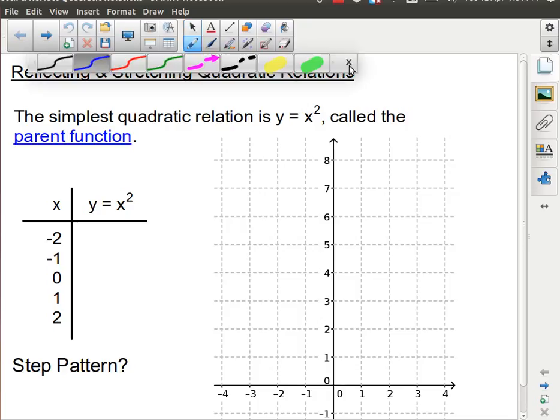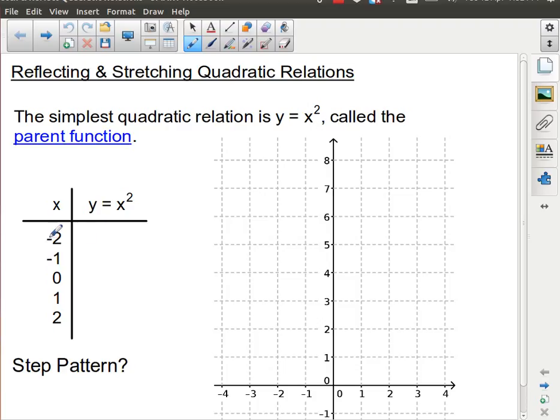So the way we're going to start this is I'm going to start off with the parent function. And the parent function for any kind of relation is the simplest version of that relationship. So in the case of a quadratic, the simplest version is the equation y equals x squared. So this is known as the parent. So this is our reference when we talk about the graph. This is our reference graph.